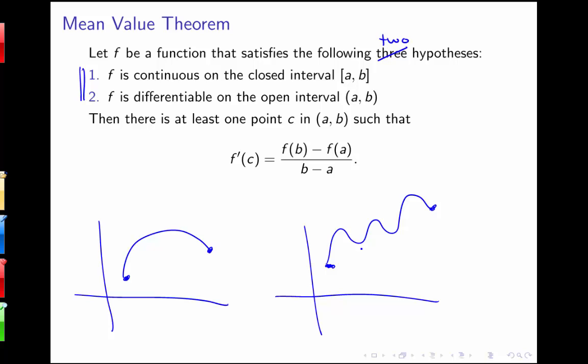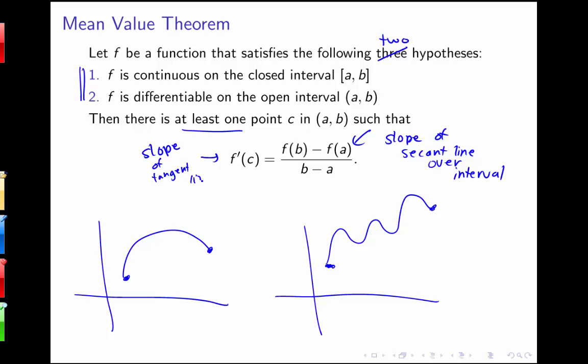Okay. Then the theorem says that there has to be a point C, at least one, in the interval where the derivative at C is equal to the slope of the secant line over the interval. So this says that if you draw the secant line over the interval AB, if f is continuous and differentiable over that interval, then there has to be a point where the slope of the tangent line is equal to the slope of the secant line. And it helps to think about this geometrically.